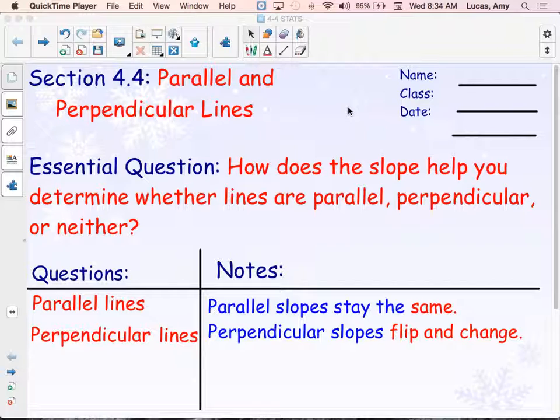parallel, perpendicular, or neither. What it means by neither is that the lines are not parallel, so that means parallel lines never cross, never intersect. They're not perpendicular. Perpendicular means they intersect at a 90-degree angle, so they're anything else. So those would be intersecting lines. They're not parallel, so they do cross. It's just that they don't cross at a 90-degree angle.